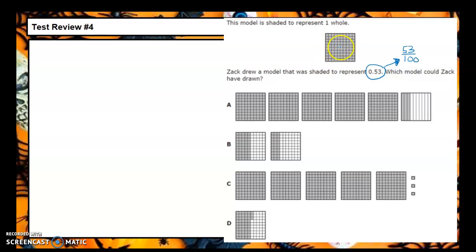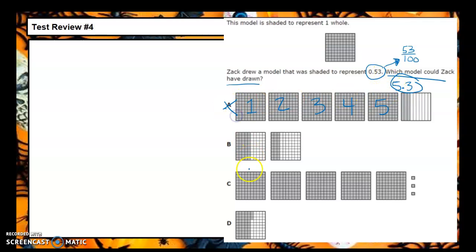That only has 53 out of all of these 100 shaded in. Okay? So which model could he have drawn? So let's go through and label, because it'll be good practice. So this is 1 whole, 2, 3, 4, 5 is a whole number, and then 1, 2, 3 out of 10. 5 and 3/10. That is way larger than that. That's like saying $5.30 versus 53 cents. Has the same numbers, but they're in the wrong position.